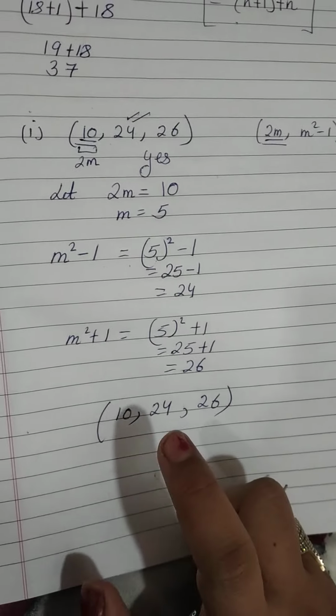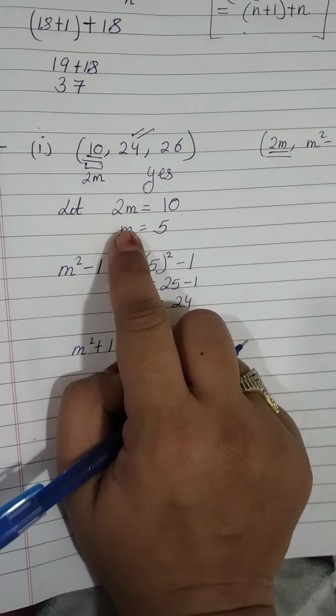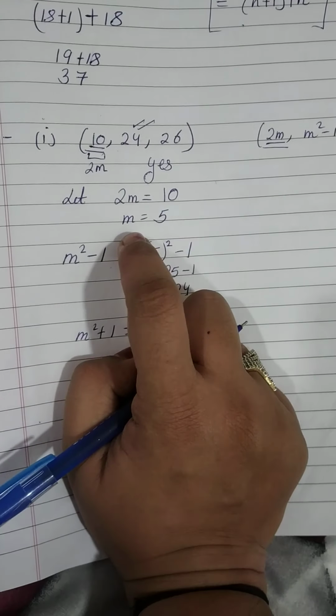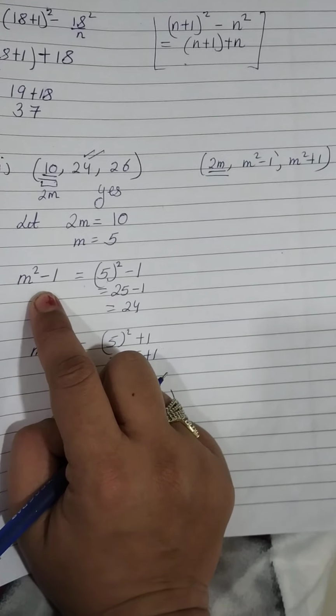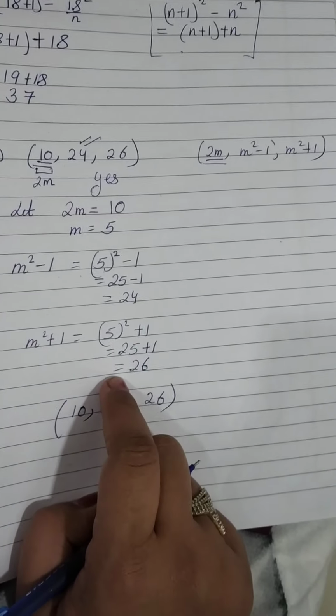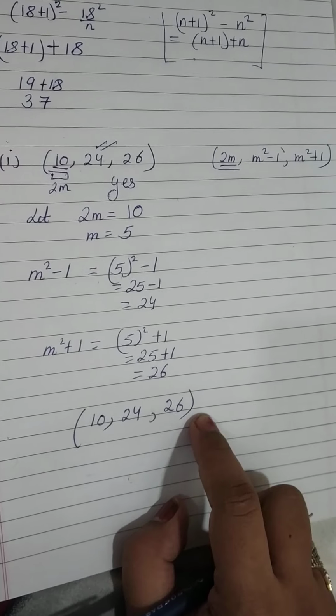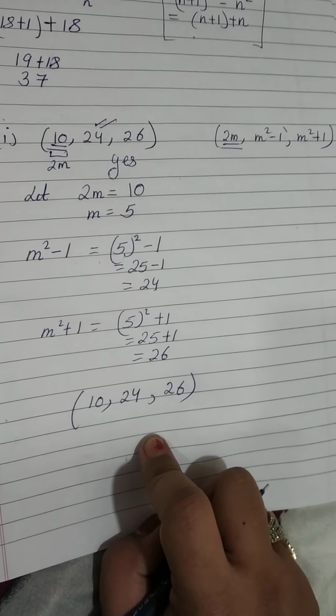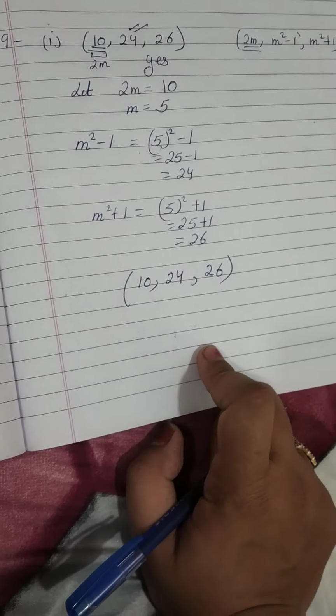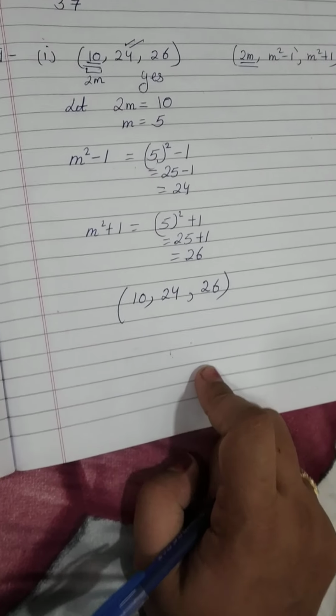Okay? What have we done? Taken first number as 2m is equal to 10, calculated m is equal to 5. Then calculated m square minus 1, m square plus 1. Written them in this form. If both of them are coming exactly equal, then it is a Pythagorean triplet. If not, then they are not a Pythagorean triplet.